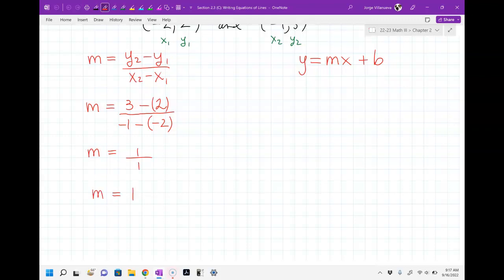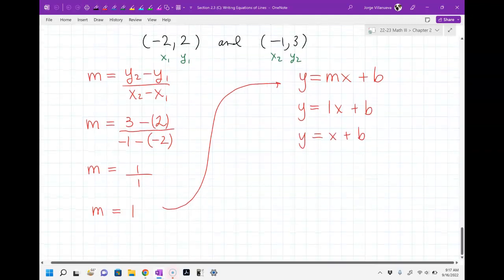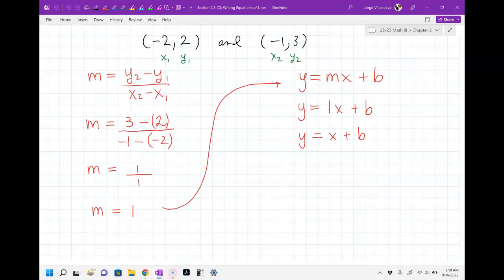We're going to use that slope to plug it into our main equation. So we're going to plug it in over here. Y equal to 1x plus b, or just y equal to x plus b. Now, what we're going to do is we're going to use one of the previous points. So we'll try negative 1, 3. We're going to use one of those points to plug into this equation right here to find b. So 3 is equal to negative 1 plus b. Add 1 to both sides. You'll get 4 equal to b.